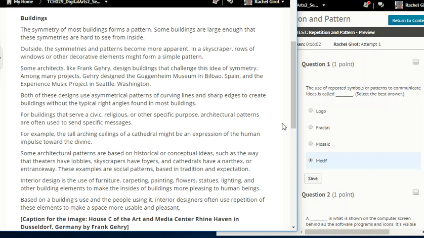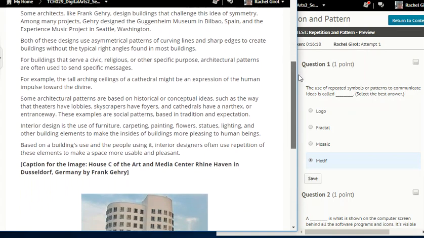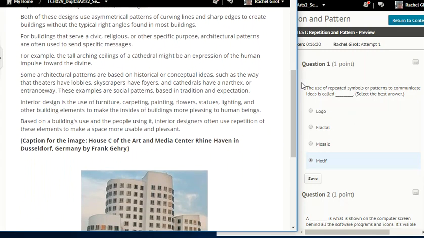Some architects, like Frank Gehry, designed buildings that challenge this idea of symmetry. Among many projects, Gehry designed the Guggenheim Museum in Bilbao, Spain, and the Experience Music Project in Seattle, Washington. Both of these designs use symmetrical patterns of curving lines and sharp edges to create buildings without the typical right angles found in most buildings.